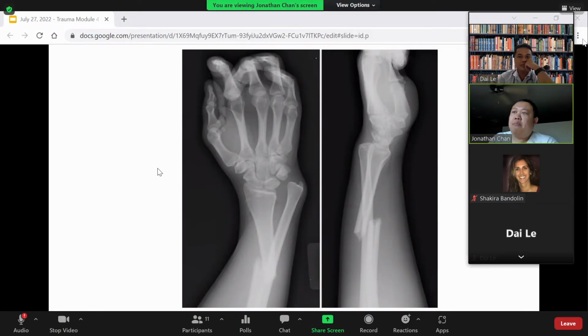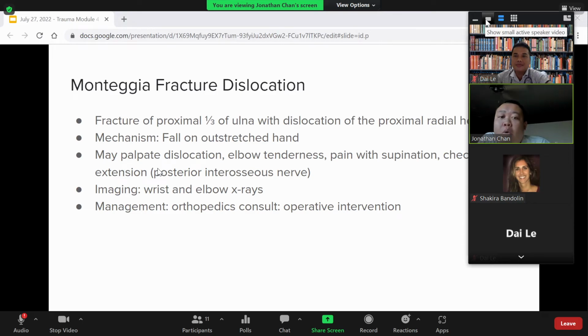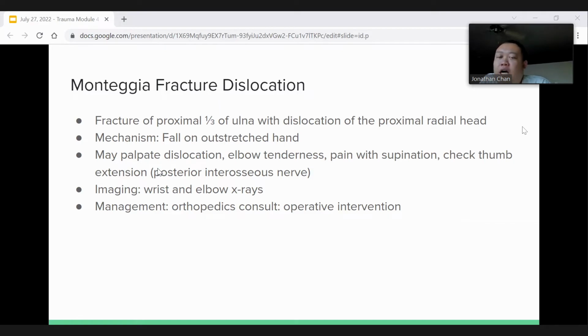A Monteggia fracture is in some ways the opposite, similar but closer to the elbow. This is a fracture of the proximal third of the ulna, and there's dislocation of the proximal radial head. So it's in some ways opposite to the Galeazzi fracture. This is the same mechanism.